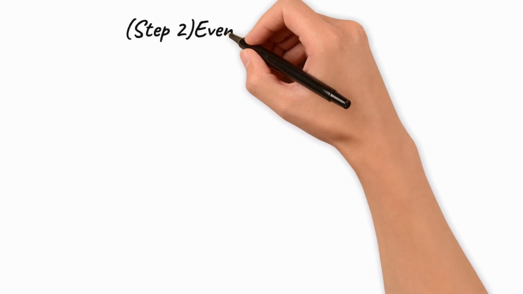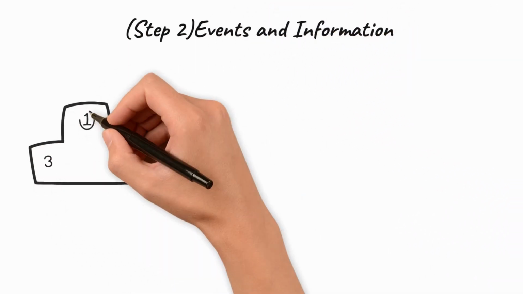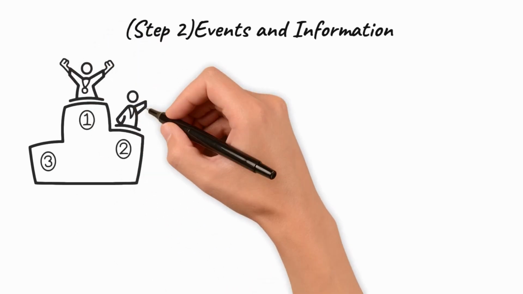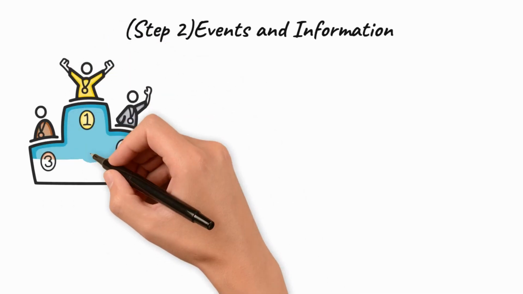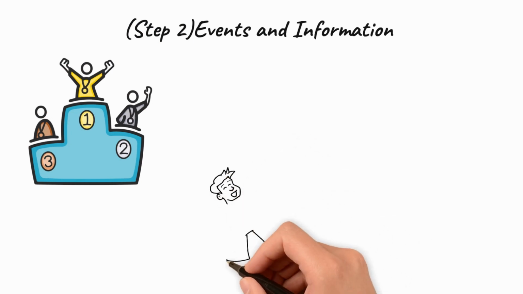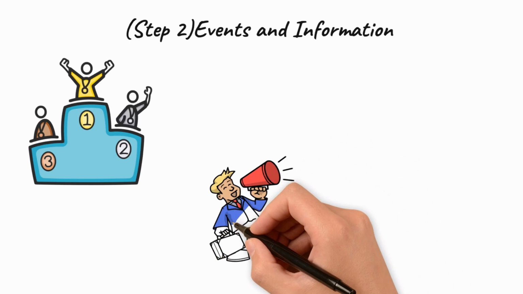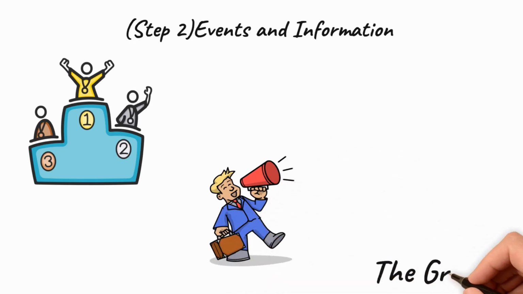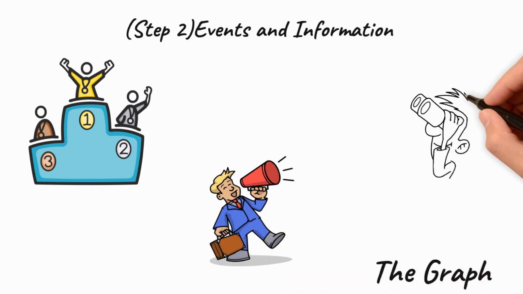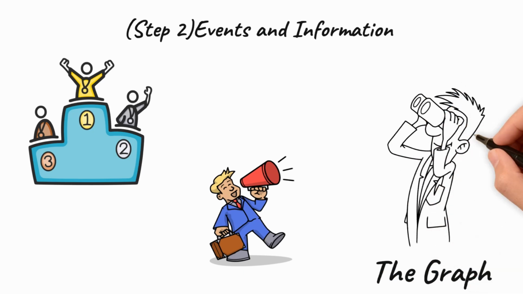Step 2. Events and information. While this transaction is happening, special movements or events occur, like announcing, "Hey, something interesting just happened." The graph pays attention to these events like a keen watcher.